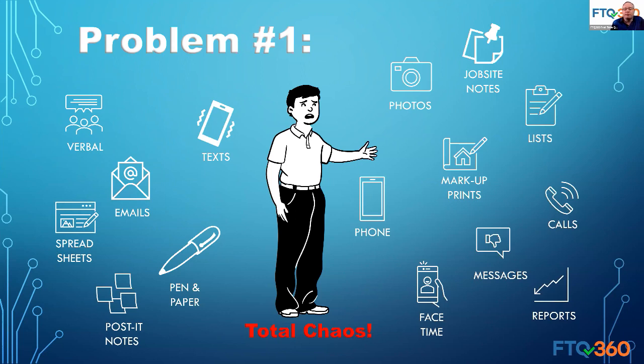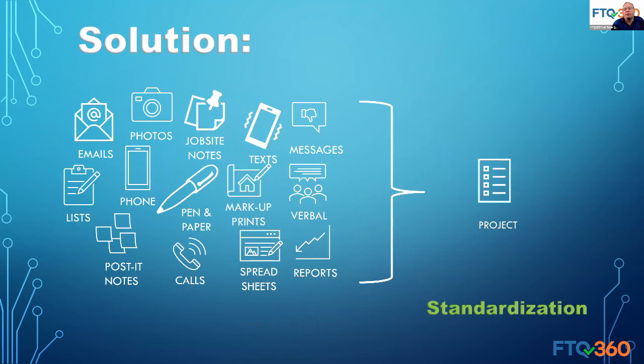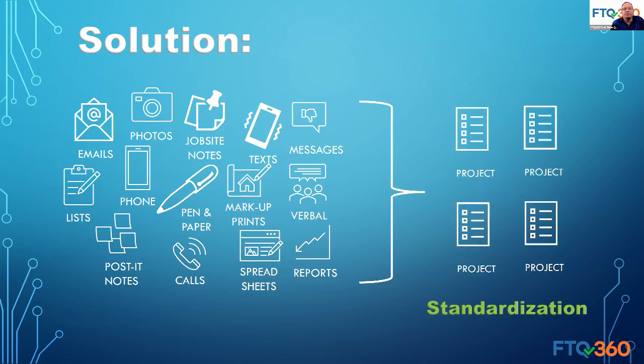Plus, if you think about it from the subcontractor's point of view, they are getting text messages and emails and handwritten notes on the job sites. It's total chaos for them too. So the first step is reining all of this in. Let's standardize. And standardization means defining a process to document deficiencies and communicate them to the subcontractors. Standardization brings order to chaos.